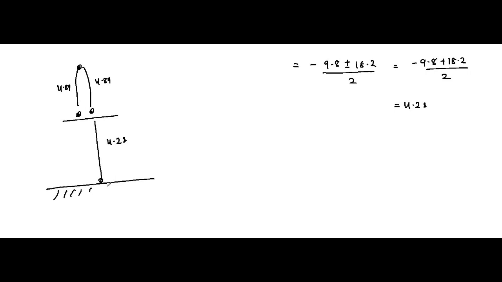The total time is equal to 4.89 plus 4.89 plus 4.2 seconds, which is equal to 13.98 seconds, which is the total time taken by the stone which is thrown upwards to come back to the ground.